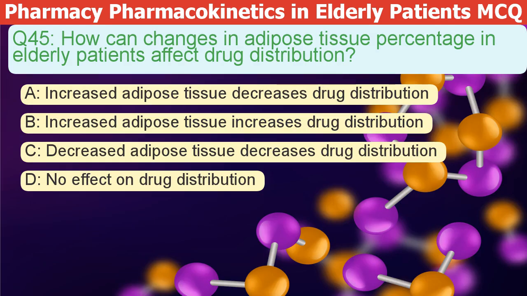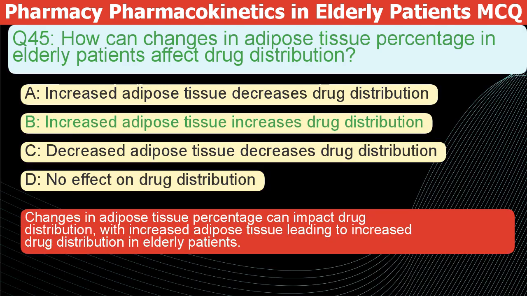How can changes in body fat percentage in older patients affect how drugs spread through their bodies? Increased body fat decreases drug distribution. Increased body fat increases drug distribution. Decreased body fat decreases drug distribution. No effect on drug distribution. The correct answer is B. Changes in adipose tissue percentage can impact drug distribution. Increased adipose tissue leads to increased drug distribution in elderly patients.